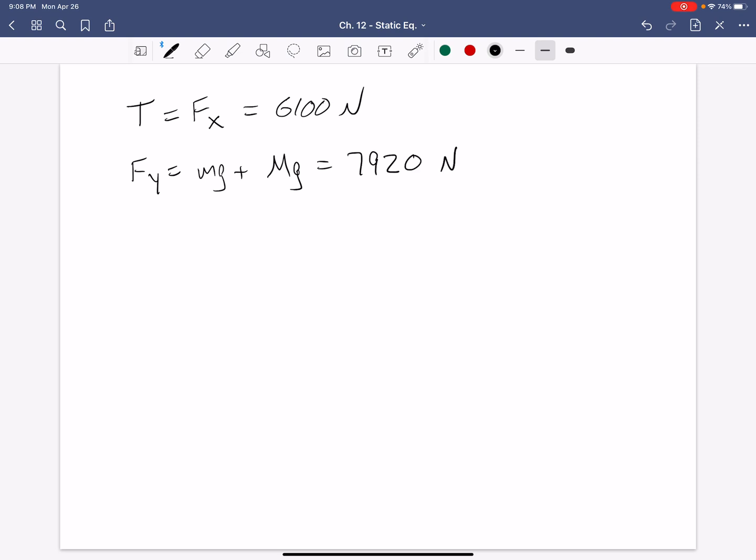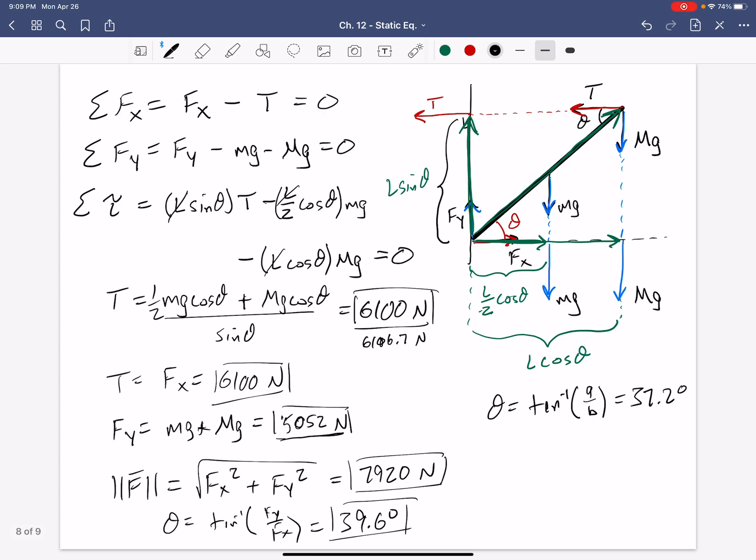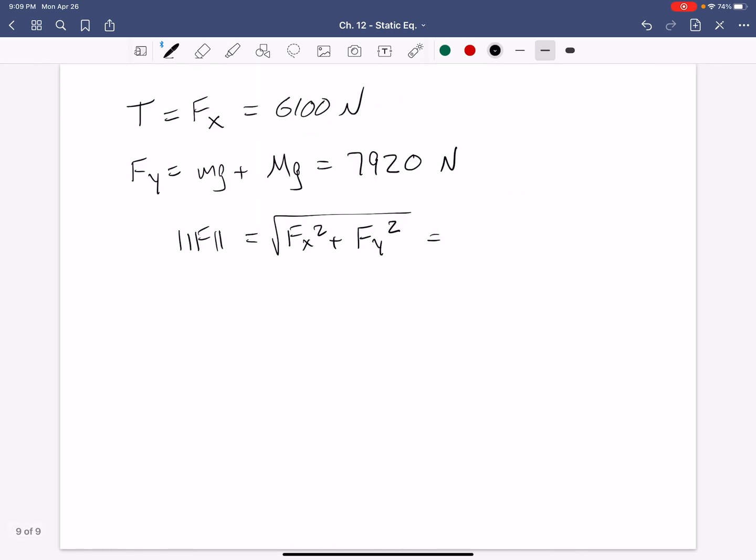And then finding the magnitude of F, we just use Pythagorean theorem. And this should be about, I lost it. Let me check it here. Oh, I'm sorry. Fy should be 5052. 5,052. And then the magnitude of F overall should be about 7,920 newtons.